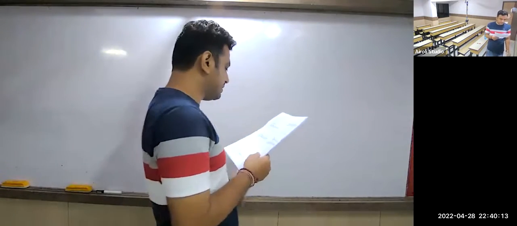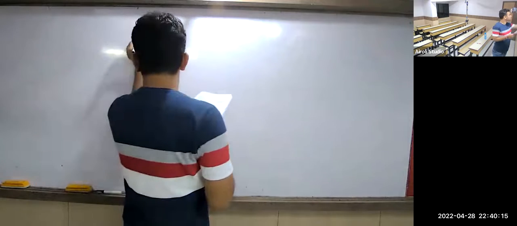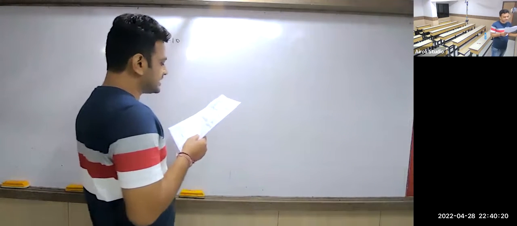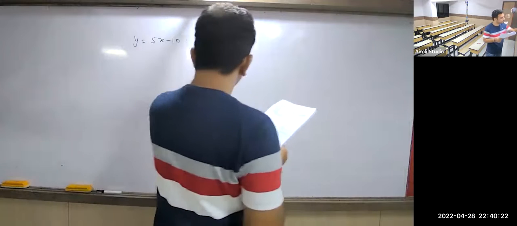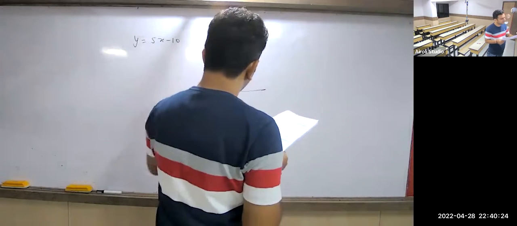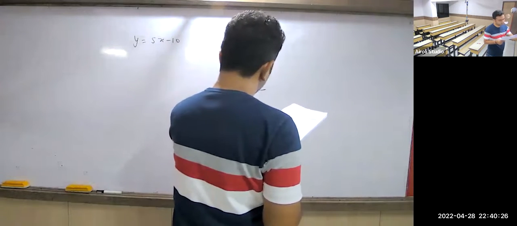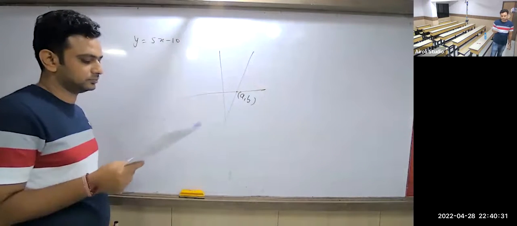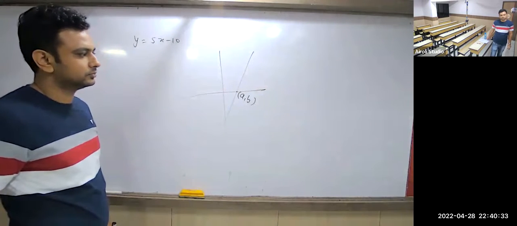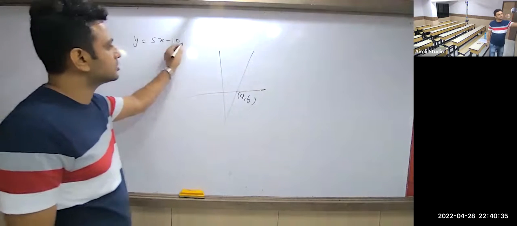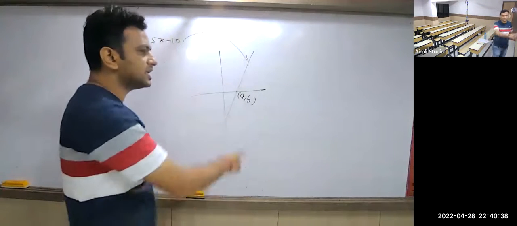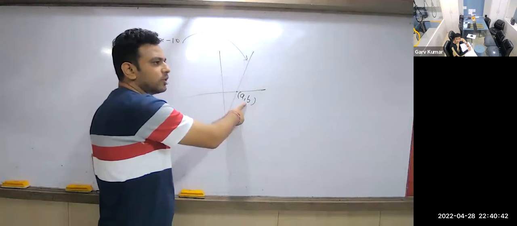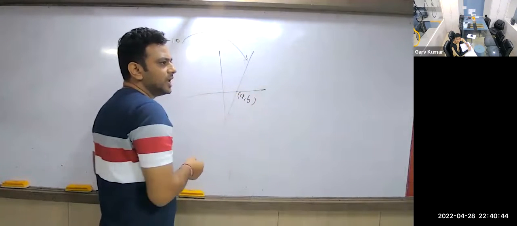Again, in the xy plane, the line with equation y equals 5x minus 10 crosses the x-axis at a point with coordinate A, comma B. What is the value of A? This is the equation of the line. So can I say B value will be 0? Yes, because it is on the x-axis.